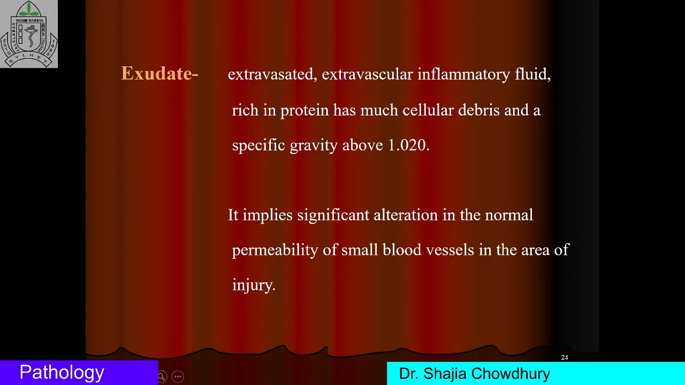Extravasated extravascular inflammatory fluid, which is rich in protein, has much cellular debris and specific gravity more than 1.020, and it implies significant alteration in the normal permeability of the blood vessel, that is increased vascular permeability or vascular leakage.